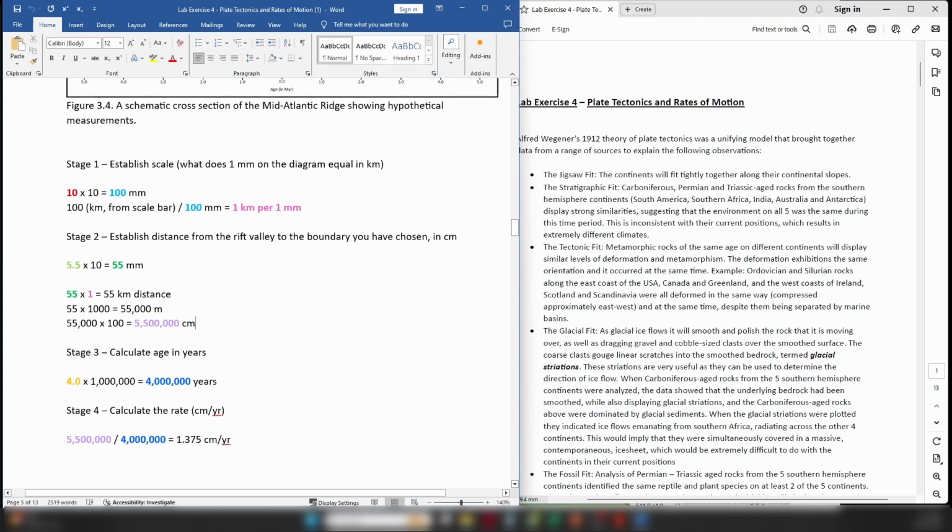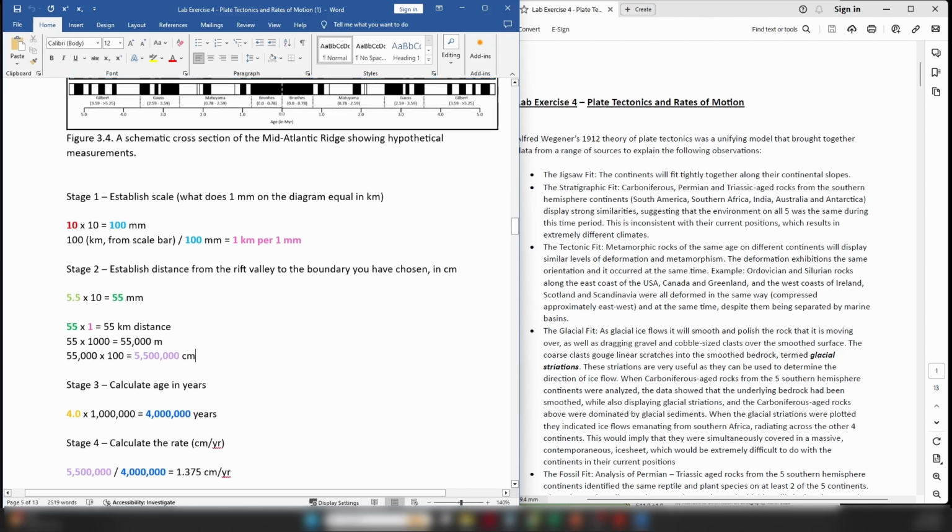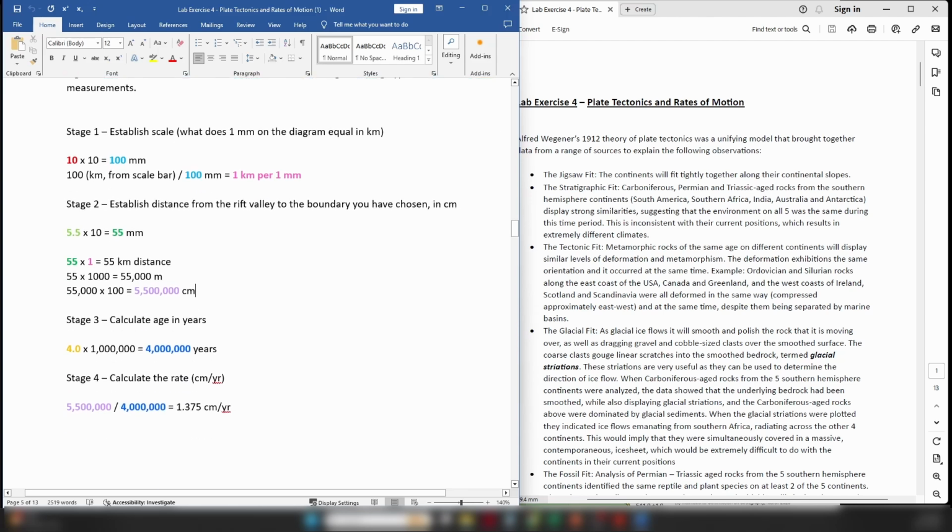Okay, so for stage 3, we're going to calculate our age in years. In my made up example, the age at this point is 4 million years. So I'm simply going to do 4 multiplied by 1 million, which gives me 4 million years. Done. And then the final stage is simply to calculate the rate.